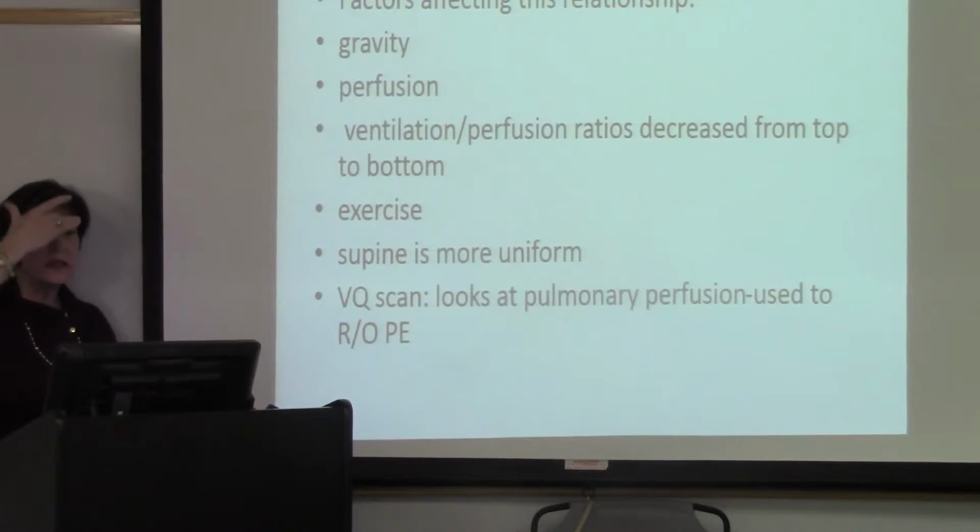We usually do CT scans on people, but if they have poor kidneys, you can't give them the dye, and that's when you use a VQ scan.